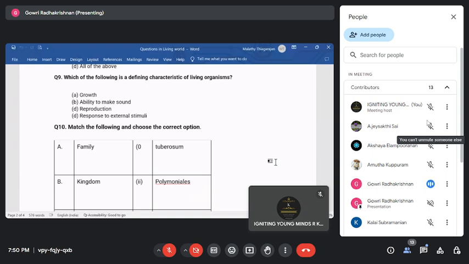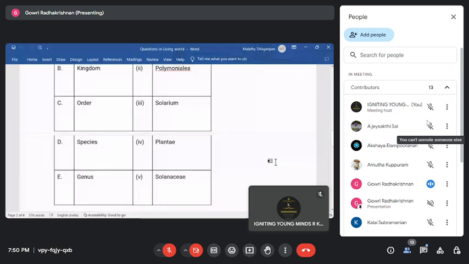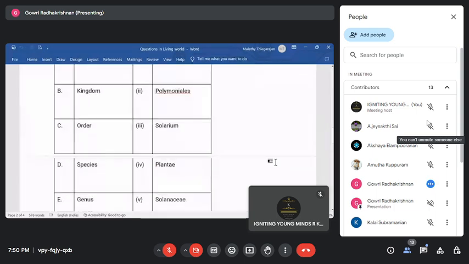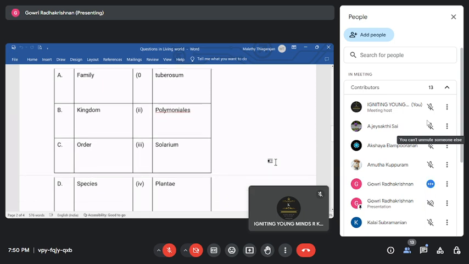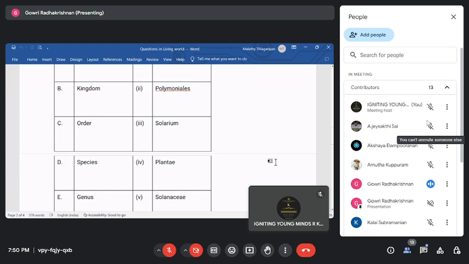Now match the following, choose the correct option. Can you do this? Anybody?